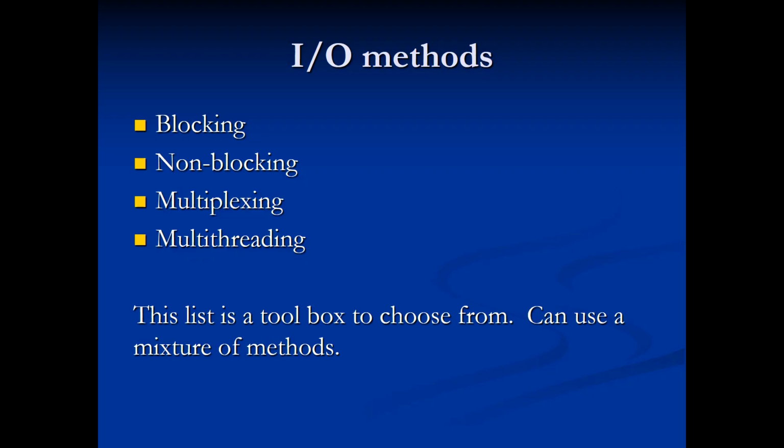Now, keep in mind that this is a toolbox to choose from, and you can use a mixture of methods. For example, you could use blocking with multiplexing, multi-threading. You could use non-blocking with multiplexing, multi-threading, etc. You don't need to use one or the other. You could use a group of them if you wanted to. It just depends on what your application needs are and how best it is served by the different input-output methods. You would decide which one to use or which ones to use.